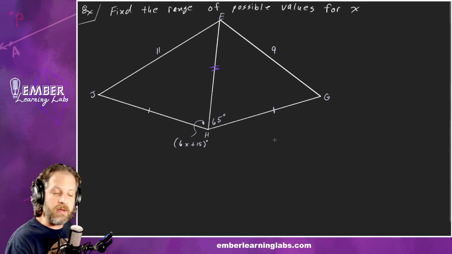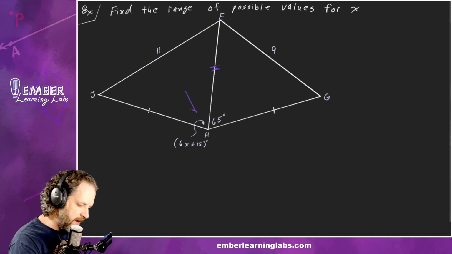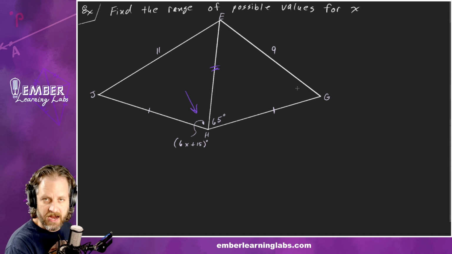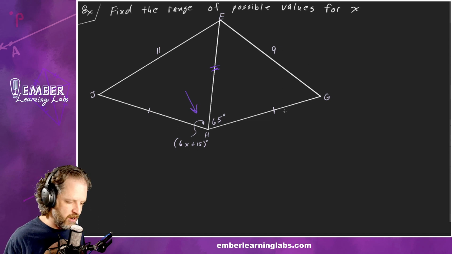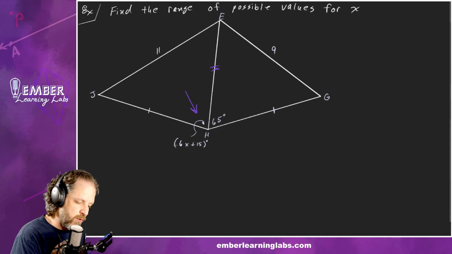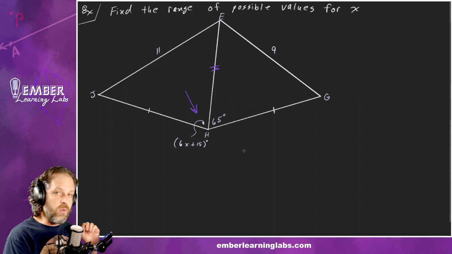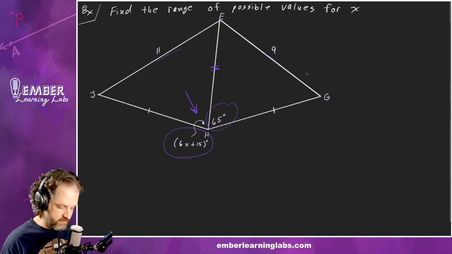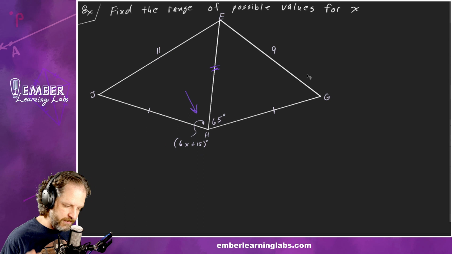Now, which one is going to be bigger? Well, the bigger one is going to be this one, and we know that because 11 is greater than 9. You following so far? Hope so. So we want to find a range of possible values for x. So we know that this has to be greater than this one because 11 is greater than 9, right? Making sense so far? Easy peasy.